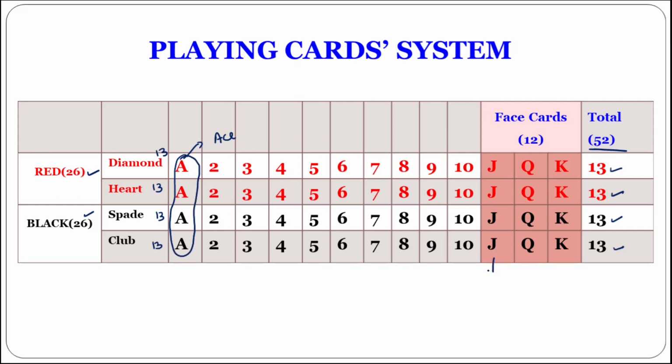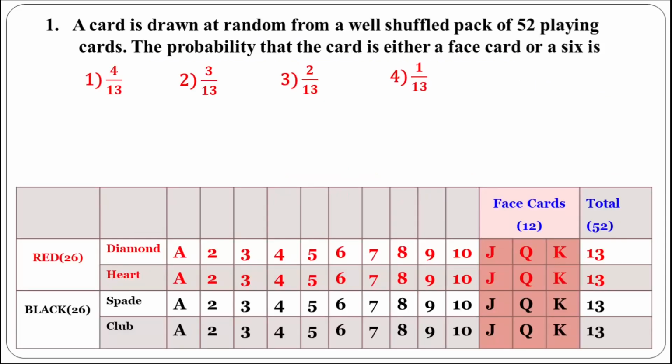And there are J's also, J for jack, or it's also called a knave, and Q for queen, and K for king. Okay, these face cards are also called court cards. These J, Q, K are called face cards. They are also called court cards. Right, now this is the structure of a playing card system. Now let's see the first question.